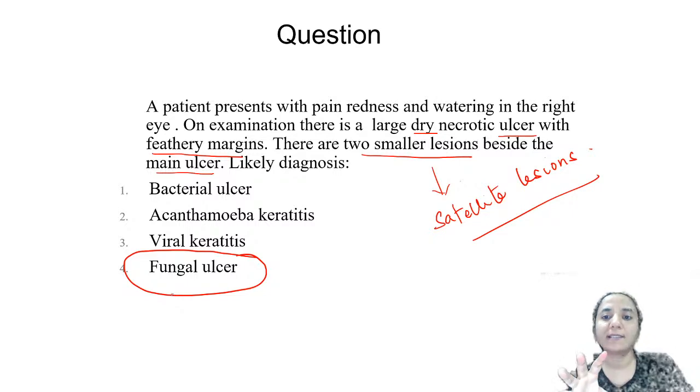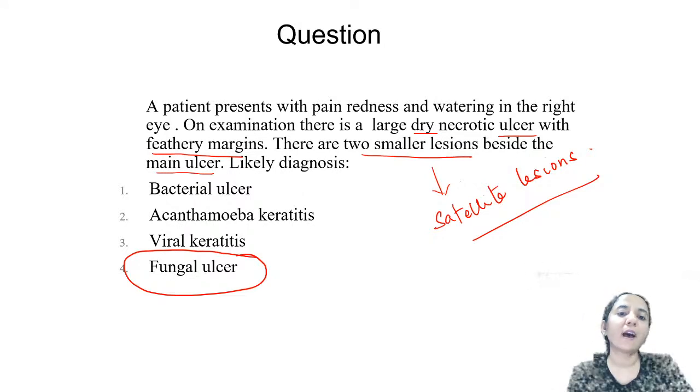If the question says a patient presents with pain and redness following trauma with vegetative matter, and on examination there is a large ulcer with feathery margins and two smaller lesions beside the main ulcer, the answer is fungal ulcer. But if the question says that a patient presents with pain, redness and watering, and on examination there is a single ulcer with sharp margins and a mobile hypopyon, then obviously we have to mark bacterial ulcer.